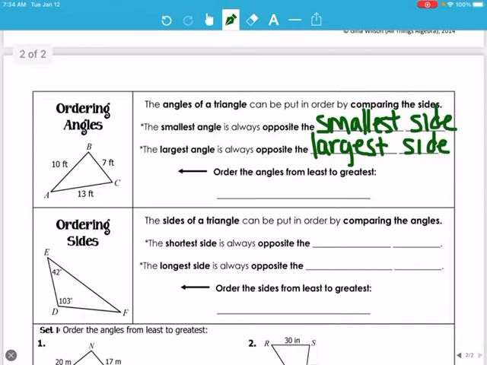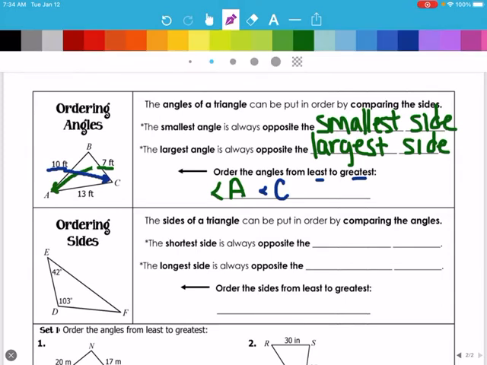So for example, we have a picture here. The smallest length I see is 7 feet. So I go across from 7, and that is angle A. The next smallest I see is 10 feet, and 10 is across angle C, because it's asking us to go least to greatest, by the way. Lastly, that leaves the 13, which is directly across angle B. And that's how you will identify and order according to the way they want you to order.